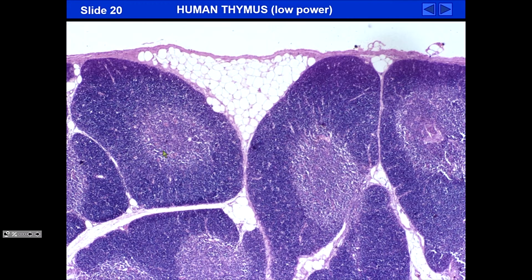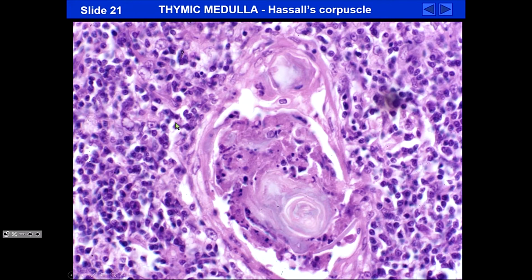So here's a higher power view: capsule, lobule, cortex, medulla, and now you can make out some of these Hassel's corpuscles. Just make them out here at a low power view. Questions? Okay, and then at much higher power view you can make out the Hassel's corpuscles. So the Hassel's corpuscles are the distinguishing feature that allows you to say that this is thymus as opposed to lymph node or spleen or aggregated nodule or something else, okay? That's the unique feature of the thymus, the Hassel's corpuscles. You won't see them elsewhere. Any questions?